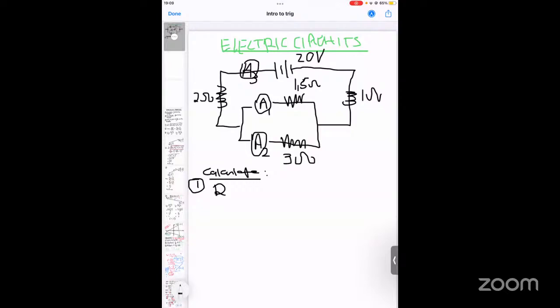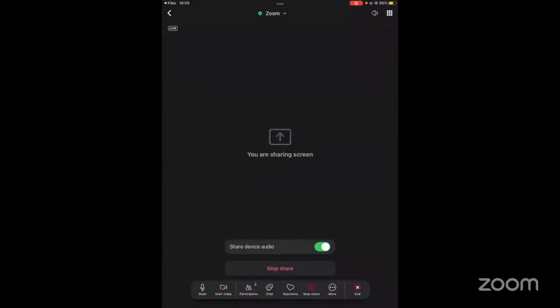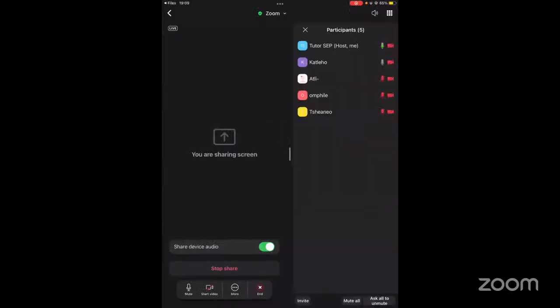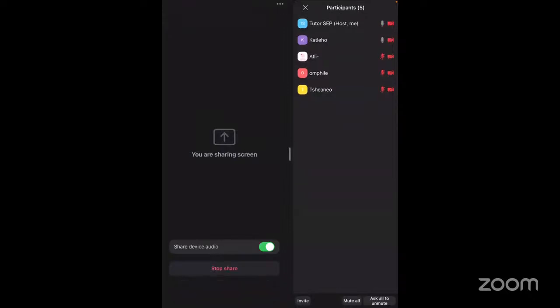Calculate R effective. Only after you've calculated R effective, I will then guide you in terms of what we will do next. So let's see, guys. Did you see what I wanted you to do? So that means you need to refer to your previous notes to check how you calculate R effective or R total.